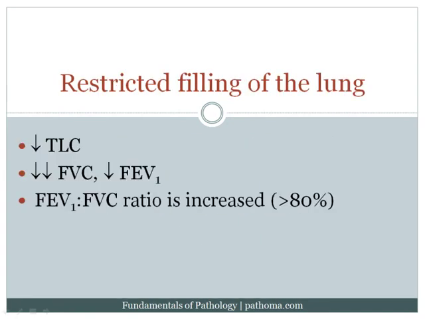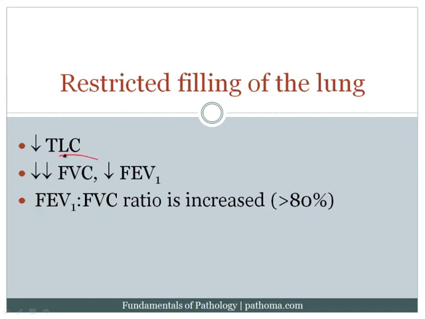So the first principle that you have to keep in mind is that in restrictive diseases, you're restricted from filling the lung. There's a problem with the ability to fill the lung. Now remember that in an obstructive disease, the problem was the ability to empty the lung. In a restrictive disease, the problem is the ability to fill the lung. If you can't fill the lung, obviously the total lung capacity is going to go down. If you can't bring air into the lung, the total lung capacity measures how much air you can actually hold in the lung. And if you can't put air in the lung, obviously the total lung capacity will be down.